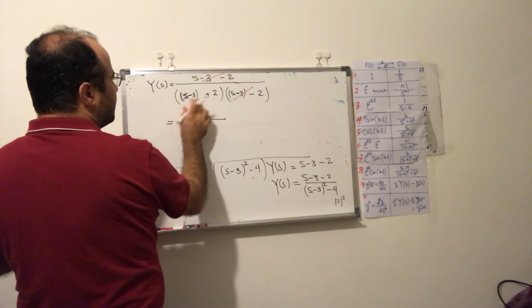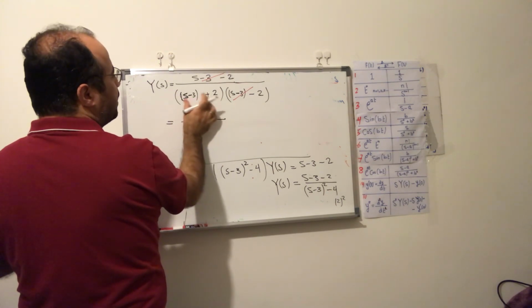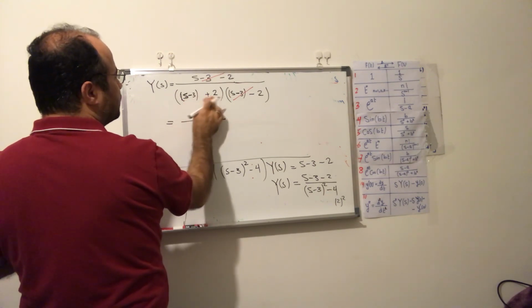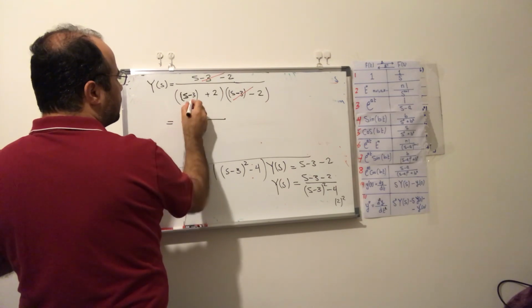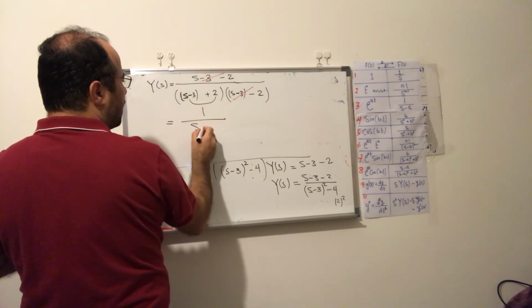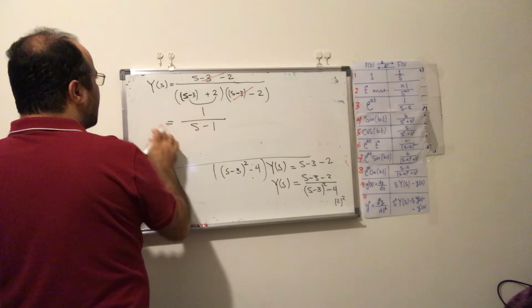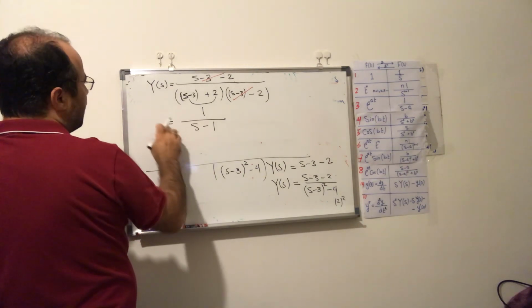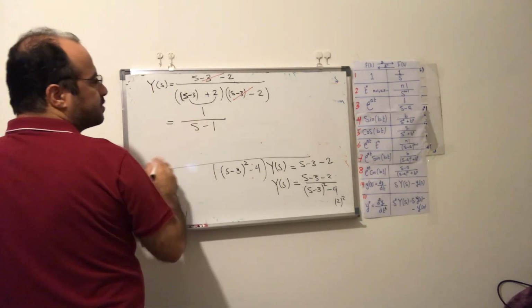1 over this thing. Now I don't need to keep them anymore, the minus 3 and minus 2, I make it minus 1. So I got y of s, it is 1 over s minus 1.